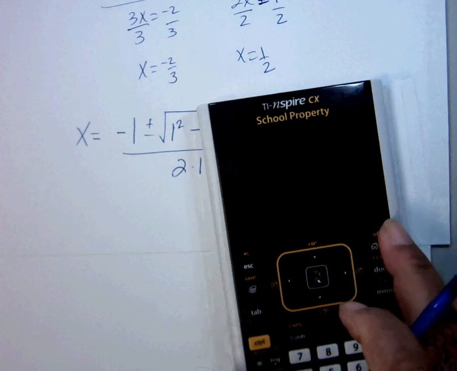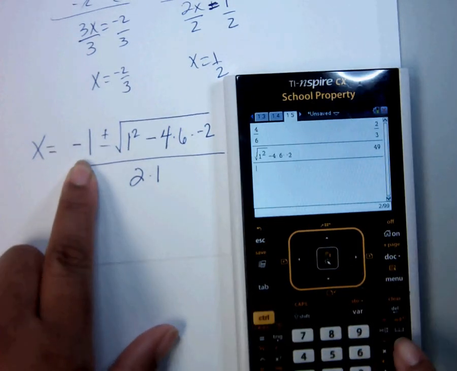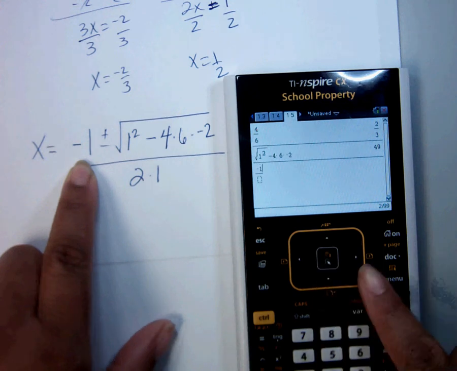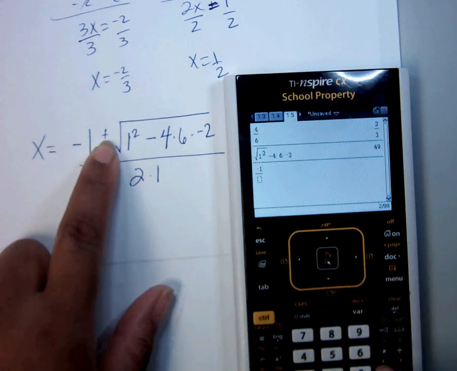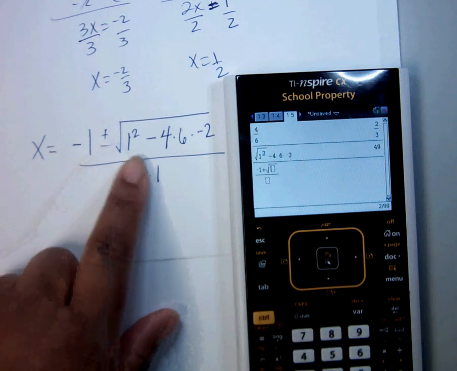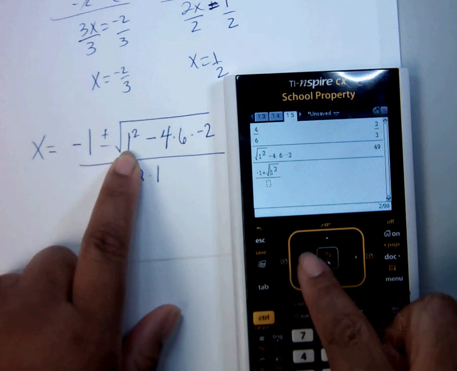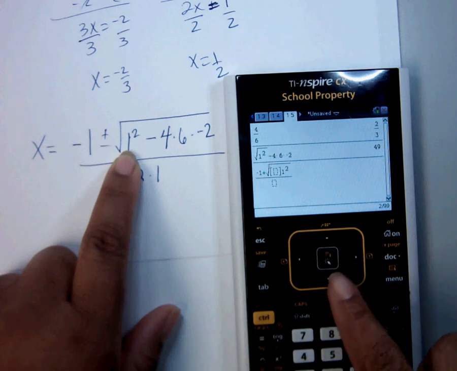So I know that this is negative 1. Control divide gives me my fraction form. I'm going to do the plus first, and then square root of 1 squared is 1. If you don't know, go ahead and type 1 squared. And you might have to put that in parentheses, so let me go ahead and do that now.